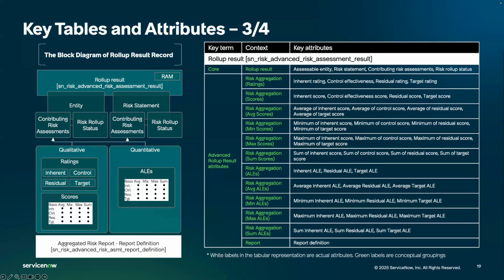The same pattern repeats for ALE. You'll see the identical structure for annual loss expectancy: base ALEs, then average, minimum, maximum, and sum. This gives you complete flexibility in how you report quantitative risk. Finally, report definition links to any custom aggregated risk reports configured for this roll-up.